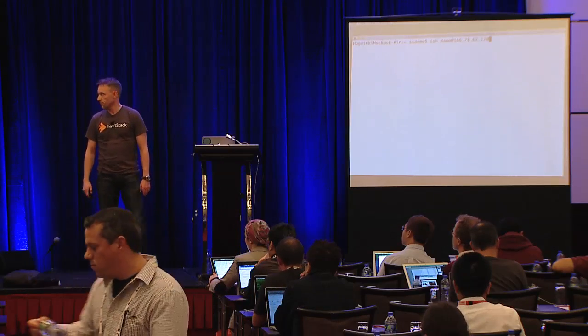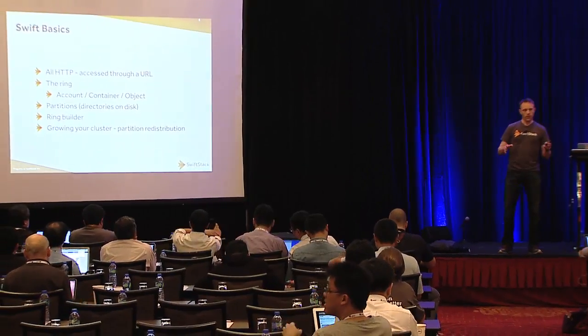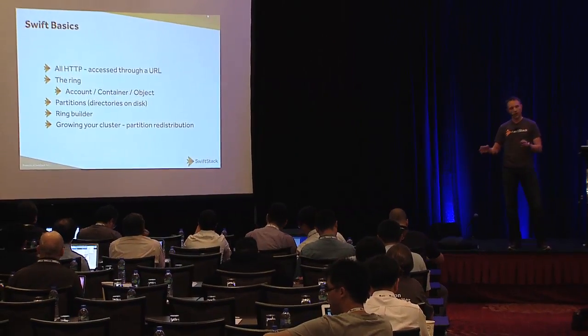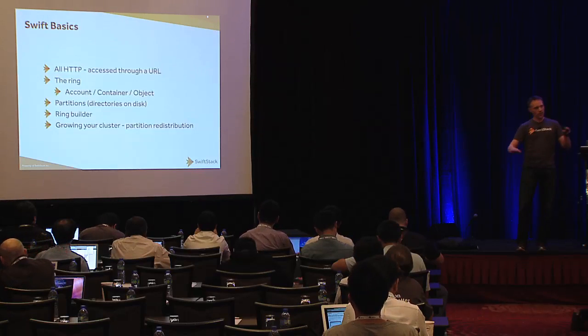All right, Swift basics. As you may know, this is all HTTP access. They use an HTTP API to access all the objects in the object store. Swift relies upon something called the ring. There's a ring for the accounts, the containers, and the objects. There's also a concept of partitions. The partitions are not the kind of partitions you're maybe used to on a disk on a regular Linux system. It's more like directories on disk that use a hashed value to map data across the cluster.